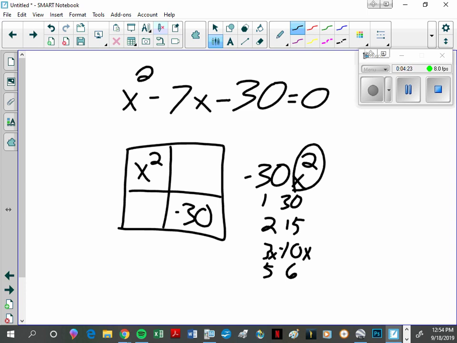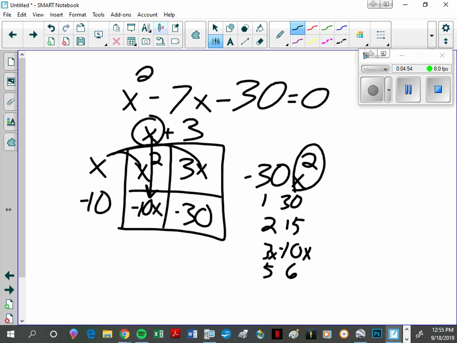What do I do with those? Put them in the two squares that are open. 3x, negative 10x. I look at the top row. What do x squared and 3x have in common? x. If I yank out an x, what's left? x plus 3. And if I take this x out of that column, I get negative 10. So my factors are x plus 3 and x minus 10.